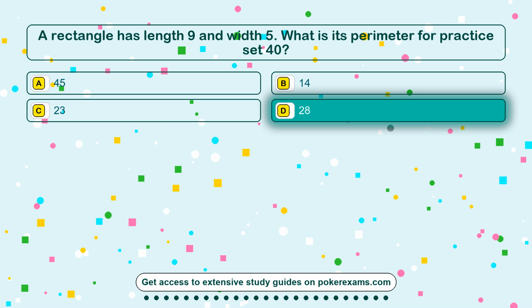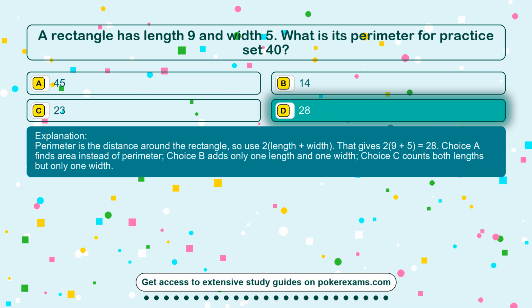The correct answer is option D, 28. Perimeter is the distance around the rectangle, so use 2 times length plus width. That gives 2 times 9 plus 5, equals 28. Choice A finds area instead of perimeter, choice B adds only one length and one width, choice C counts both lengths but only one width.